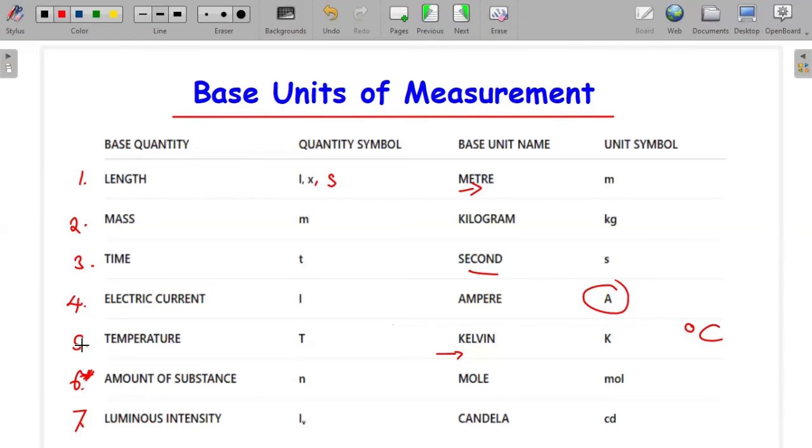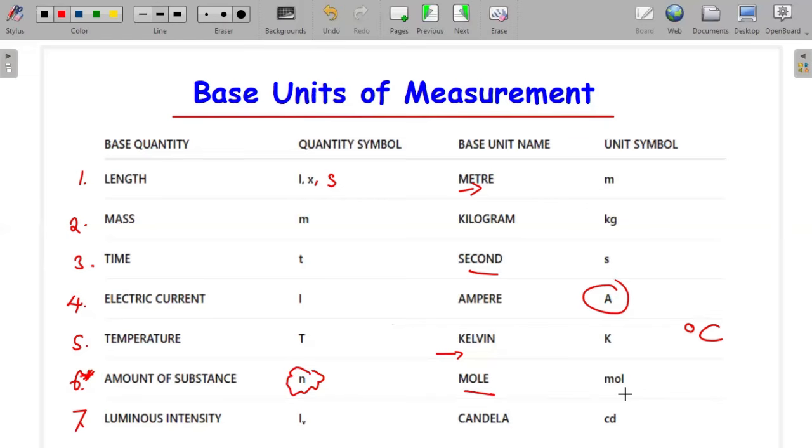And then on number 6 here, I have the most important unit that you need to know in chemistry, and that is just the mole. So the mole is a measure of the amount of substance. So the amount of substance is represented by a small letter n. And then its unit is the mole, and then the symbol is mol.